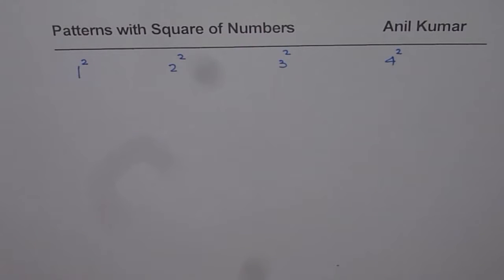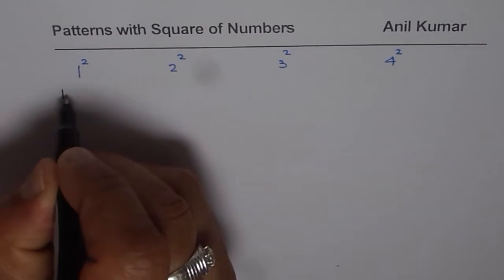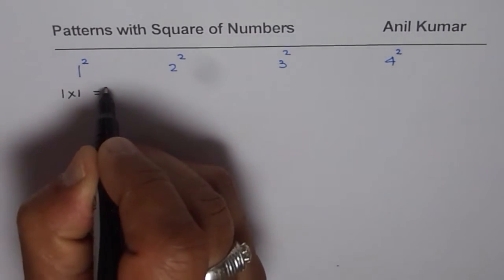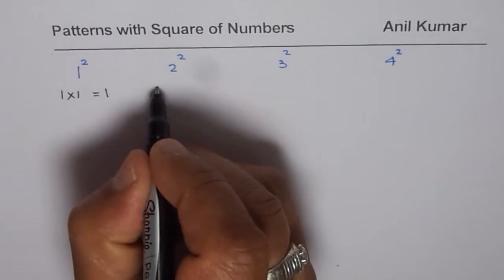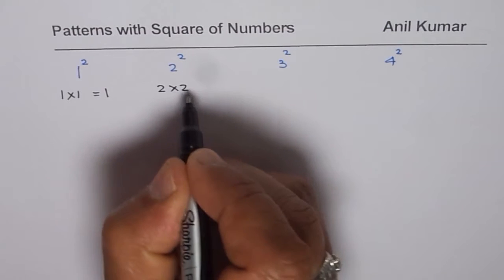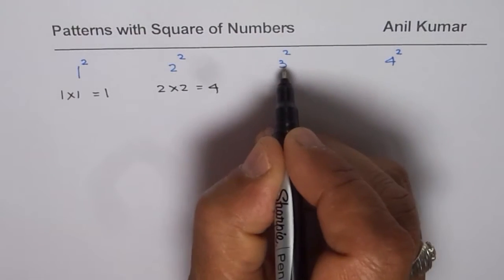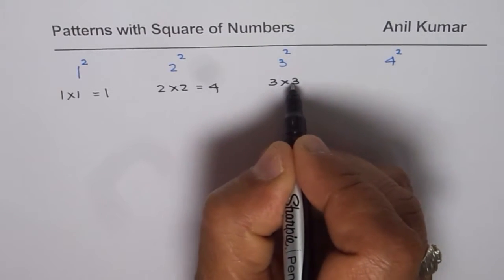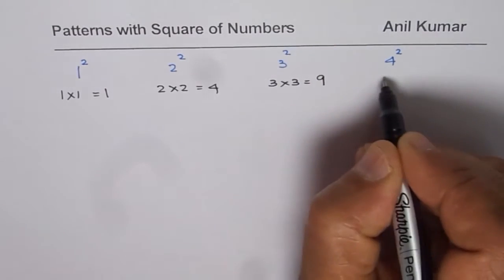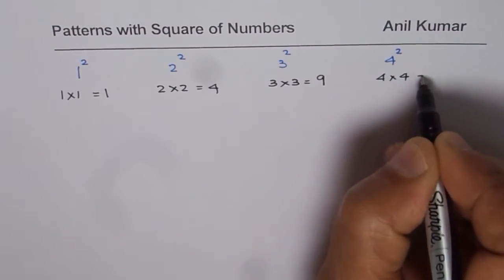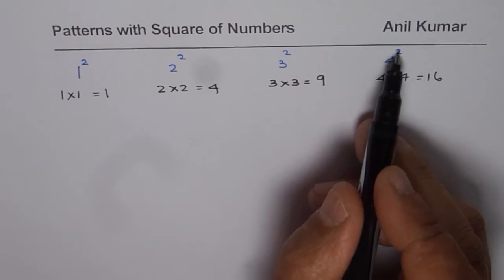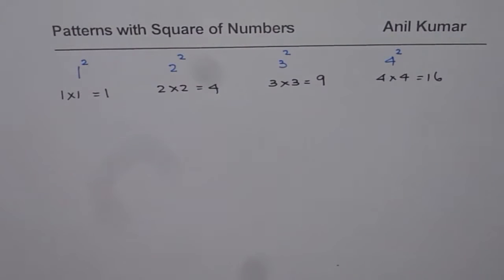When I say 1 square, it means 1 times 1, which is equal to 1. When I say 2 squares, it means 2 times 2, that is equal to 4. 3 square means 3 times 3, and that is equal to 9. 4 times 4, as you know, is 16. So 4 square is 16, right? That is one way of representing squares.